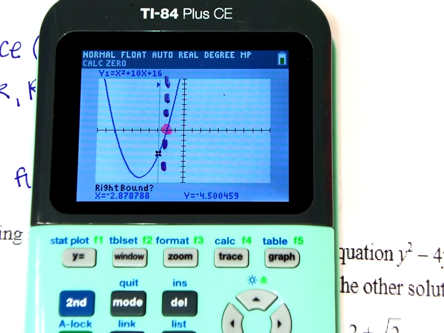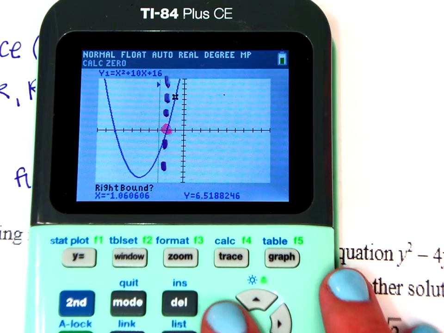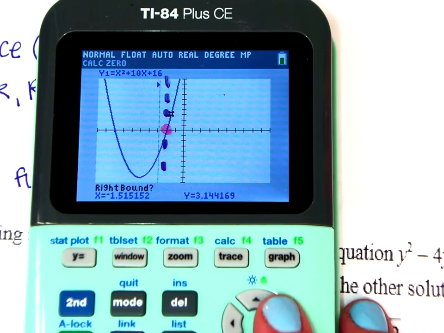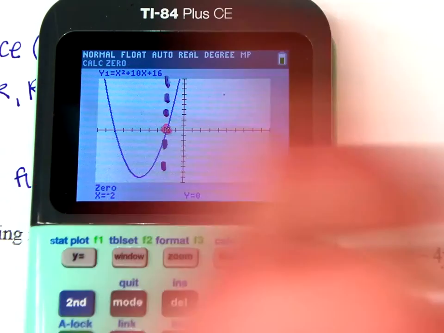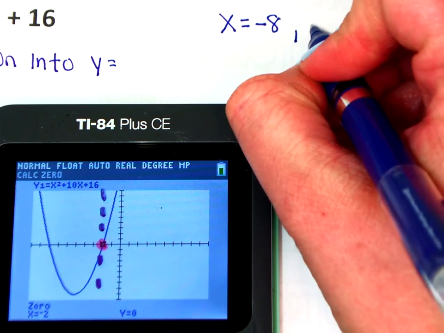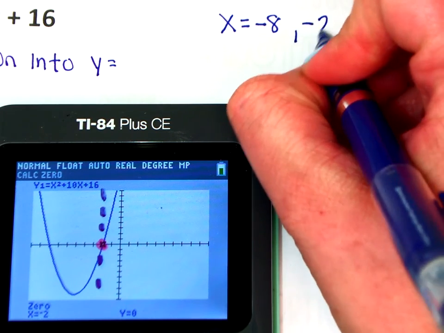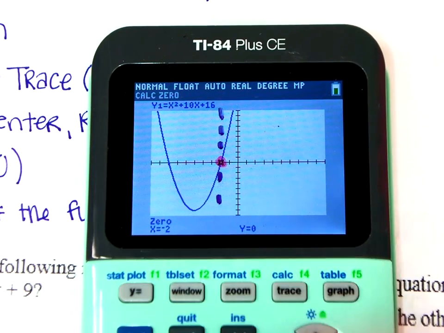I'm going to press enter. Now it says go to the right. So I'm going to arrow over until I'm to the right of that pretend line. I'm going to press enter. I don't want to guess. That's the weirdest option, I don't know why it does that. So I'm going to press enter again, and it says that is at -2. So when we go up to our answer choices, our zeros are -8 and -2. That's how you calculate it on a calculator.